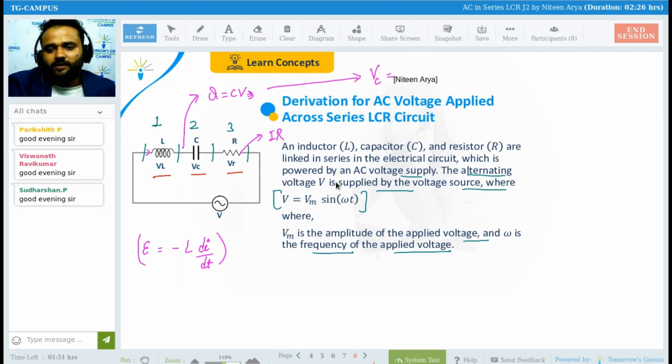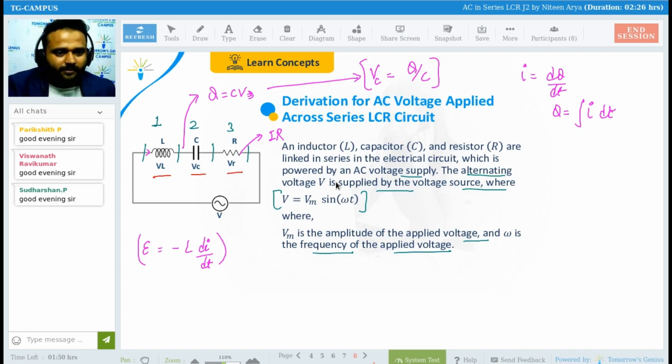Voltage on a capacitor is charge upon capacitance. And how do we know the charge? The charge which is induced comes from I, which is dq by dt. So q is the integration of I dt. Clear? So in this way we can find the voltage on every particular component. Is this clear, everyone?